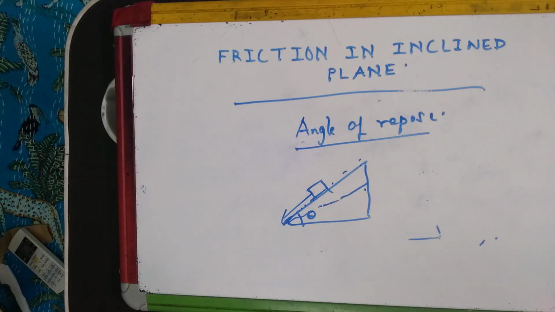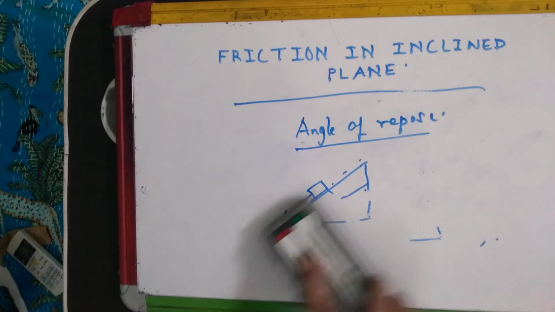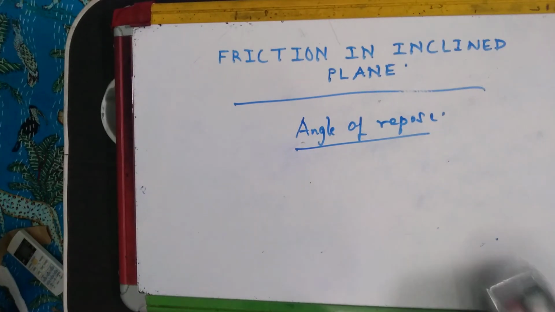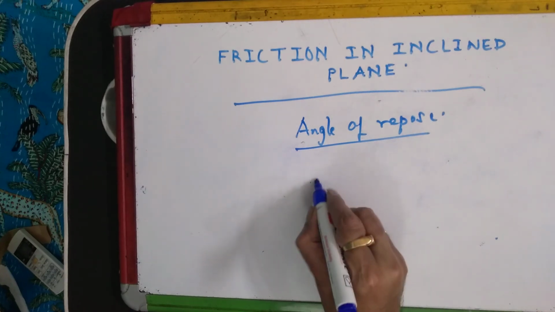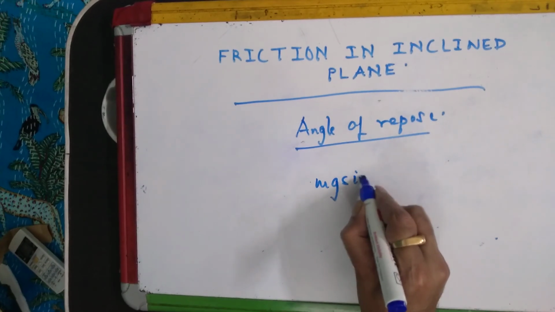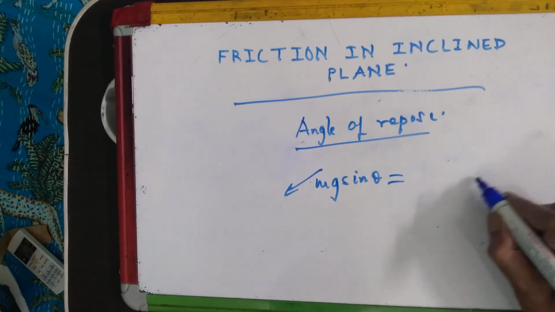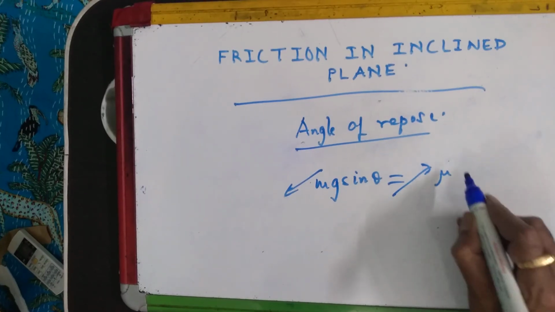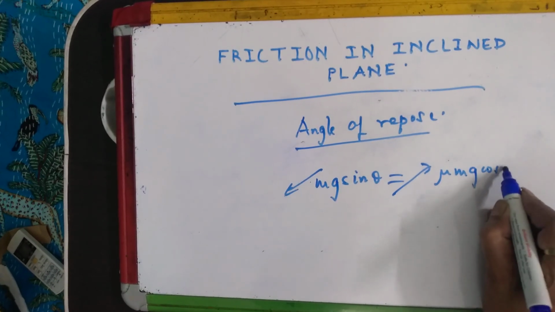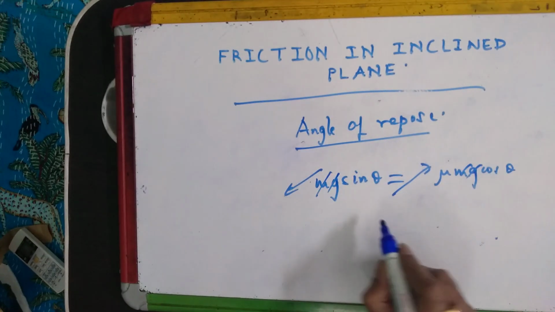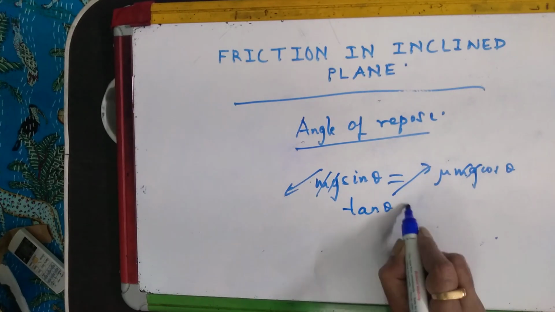That is the time when the maximum limiting static friction would apply up the plane. Down the plane we have mg sin theta. Up the plane we have mu N, which is mu mg cos theta. Cancel out mg from both sides, so at the angle of repose tan theta is equal to mu.